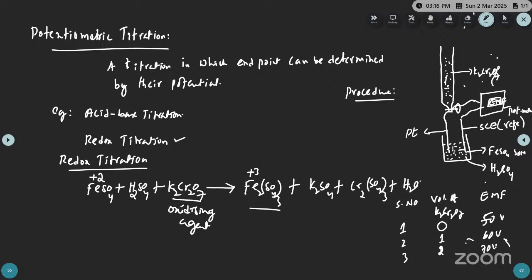Completion of the reaction means, look, here FeSO4 is completely converted into Fe2(SO4)3. Okay, when FeSO4 changes into Fe2(SO4)3, then the reaction is complete. Until then, what happens? The potential of the mixture increases and reaches a maximum. And if we add still more, what happens? The potential of the solution remains constant.